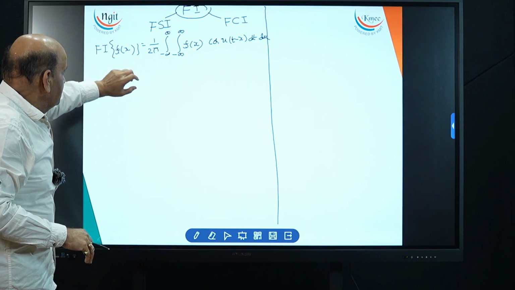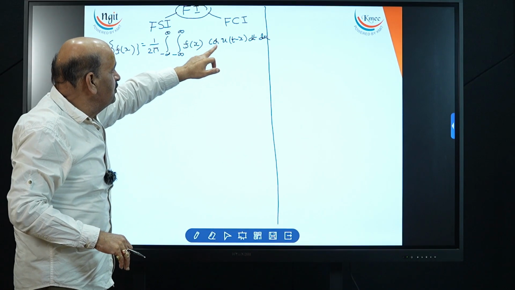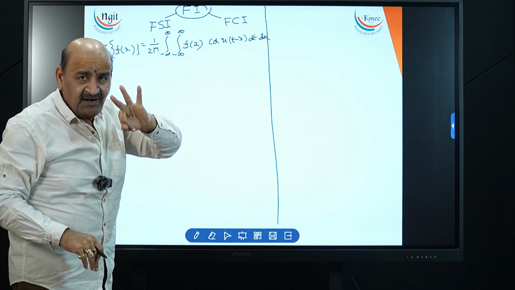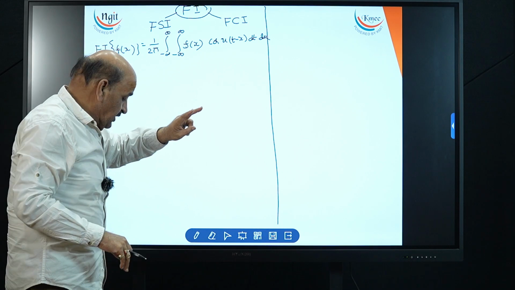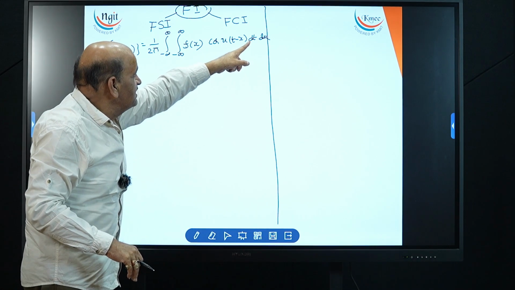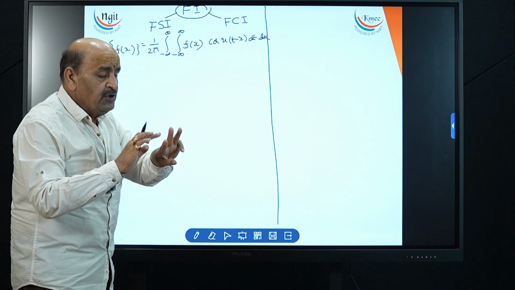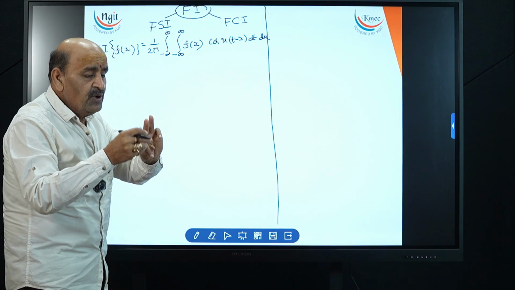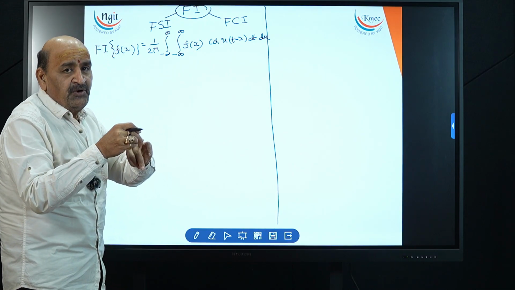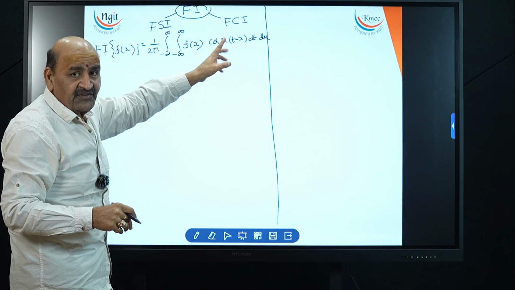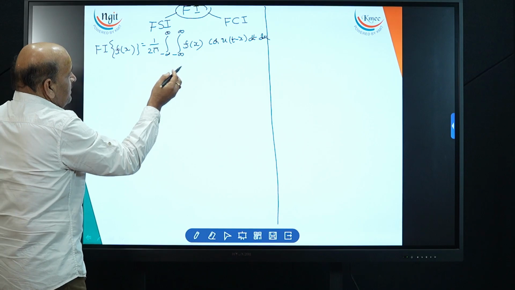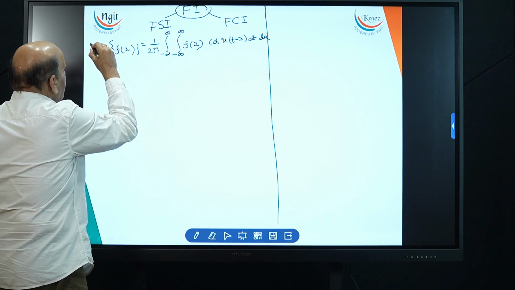Now just look at how many variables are here. u, t, x, 3 variables are here. How many integrals are here? 2 integrals are here. This one is t, another is u. Out of u, t, x, one integral for u, another integral for t, the output is x. Left hand side f of x is equal to f of x. Now this is the Fourier integral format.